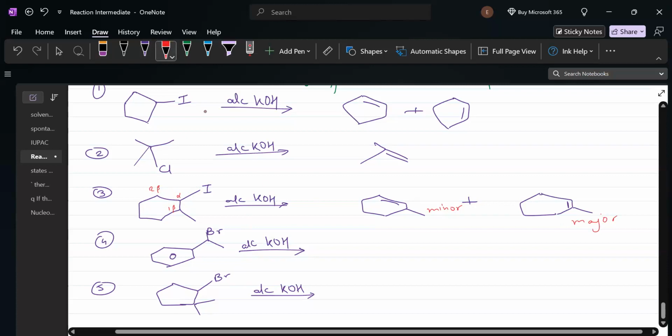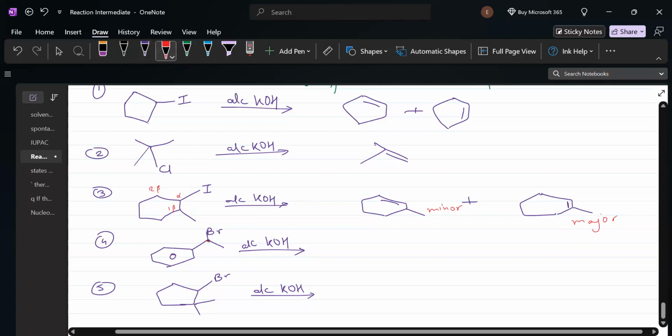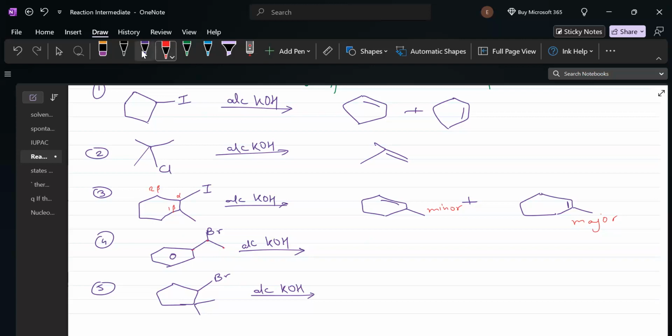Yeah. Okay. Now in the next question, this one is alpha, this is beta carbon, and this is beta carbon, right? Yes, sir. How many beta hydrogens are present in here? 3 beta hydrogens. And how many here? 1.